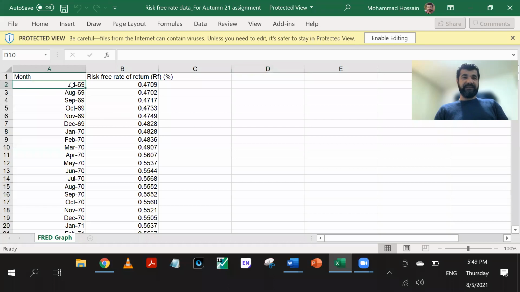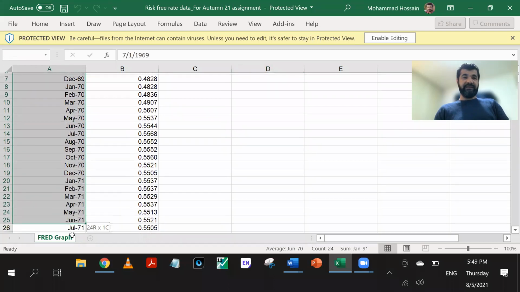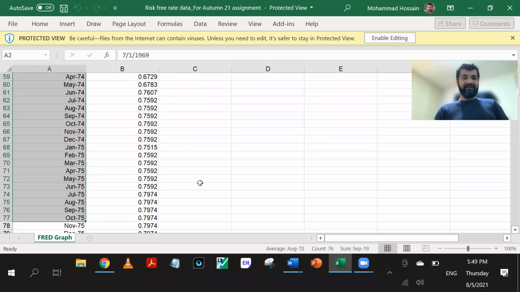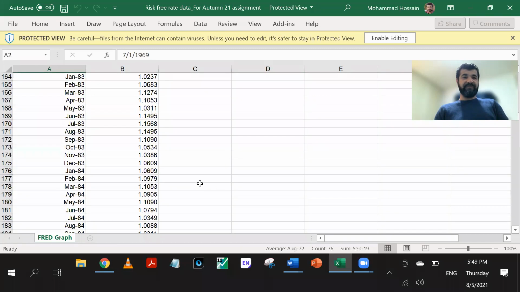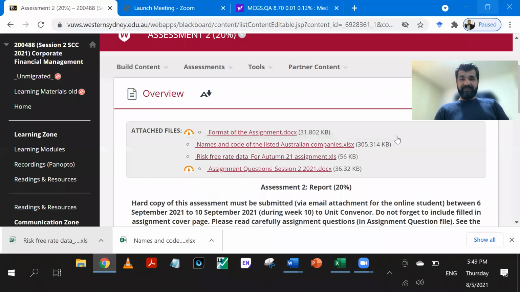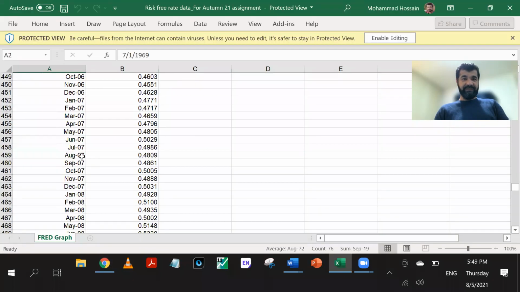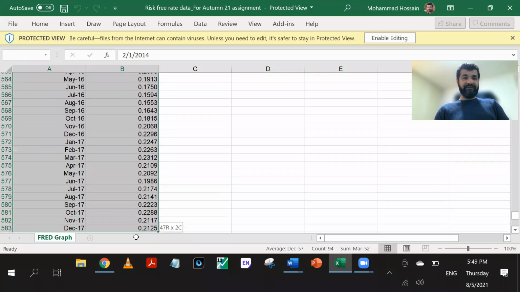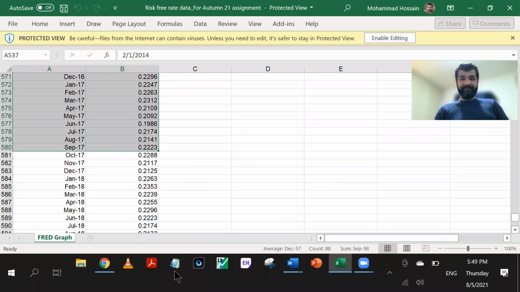You can see it starts from June 69. You don't need 69, okay? You will need from 2014 onward, right? So which date did they give us? I think it was 2014 to 2016, I think February they said, right? We're going to start from this date, February 14 to, I think, 16.